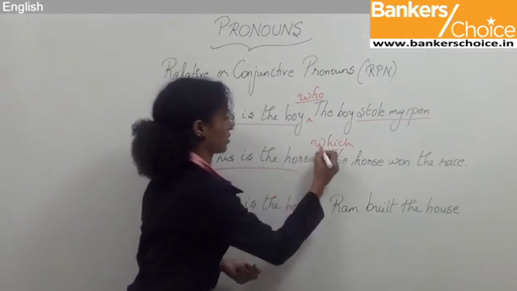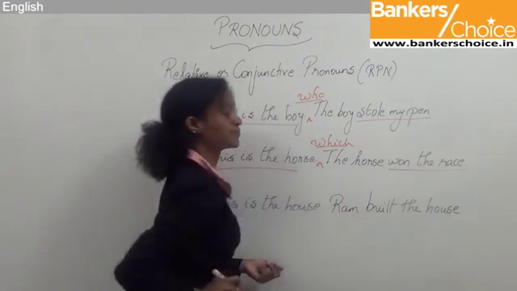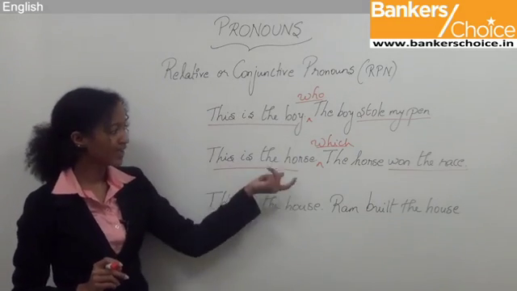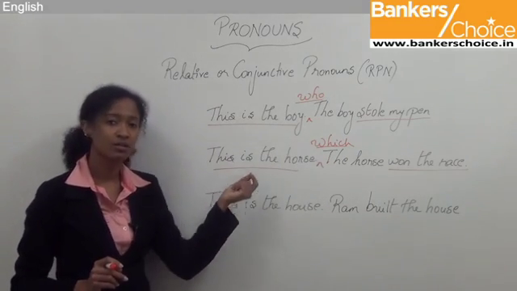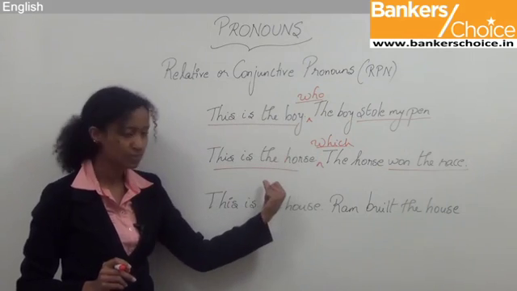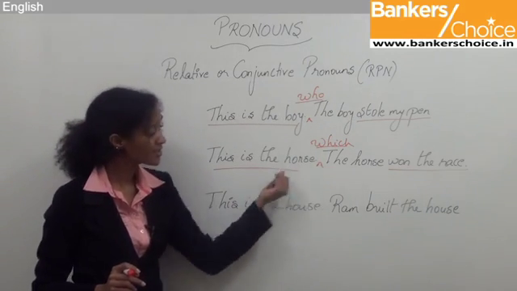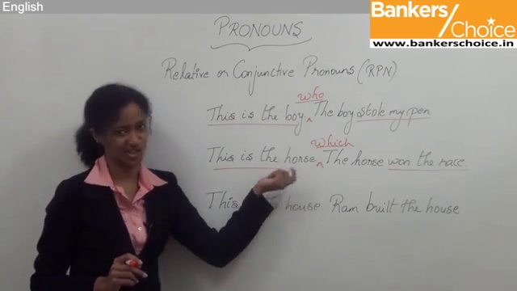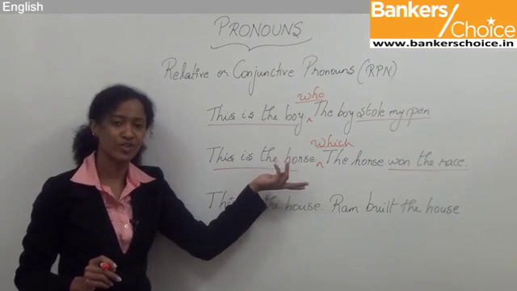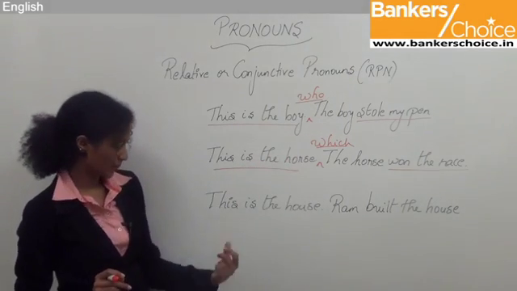I'm going to club these two and say, this is the horse which won the race. So here again, which functions like a pronoun instead of the horse, and it also combines these two sentences, acting like a conjunction. So here again, two functions: pronoun and conjunction.